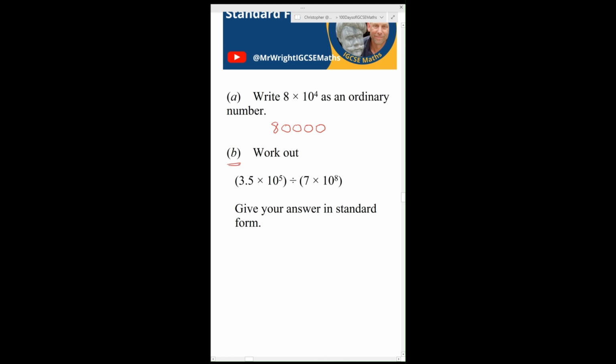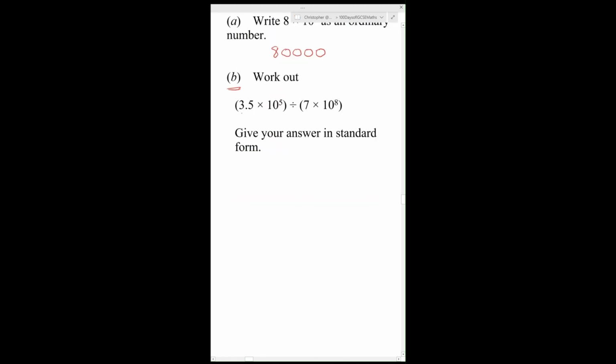Now for B, well, the truth of the matter is you can simply put this in your calculator and press equals. And when I do that, I get the answer 1 over 2,000. And when I press S to D, my calculator gives it to me in standard form straight away. Okay, your calculator might give you this answer, in which case you then need to write that in standard form.